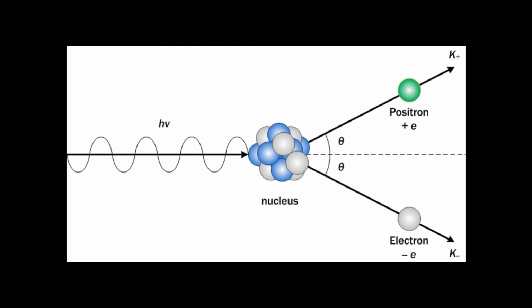Now, there was also pair production. Pair production is the exact opposite. Instead of a particle and antiparticle colliding to make 2 photons that go off in opposite directions, it's a photon that forms a particle and an antiparticle. Now, the same rules apply.